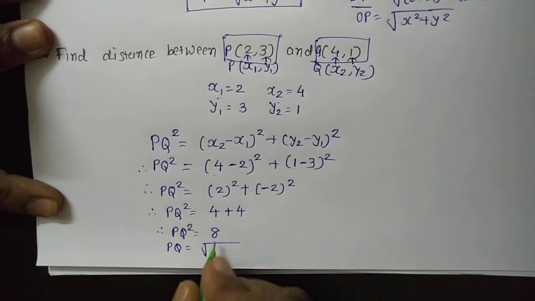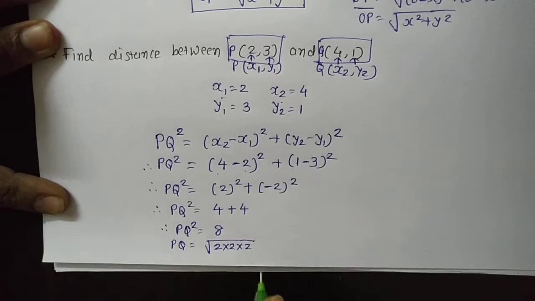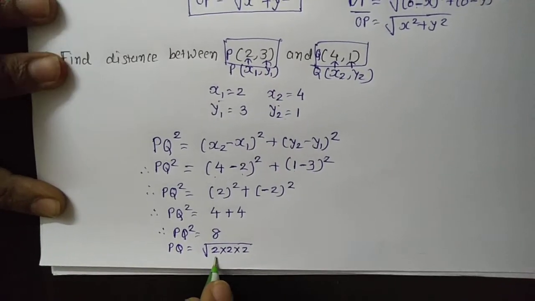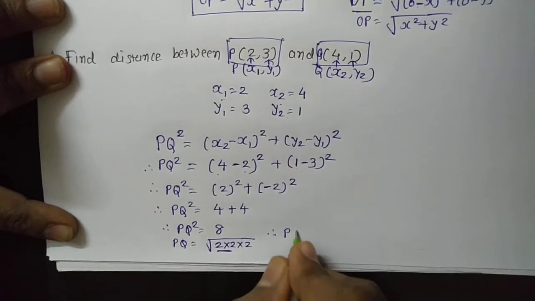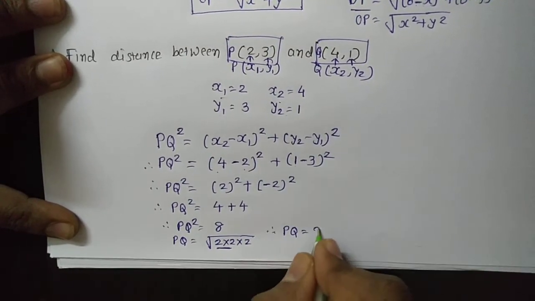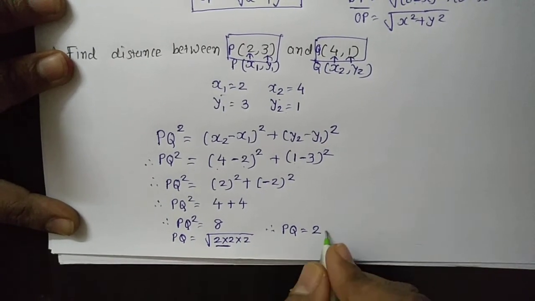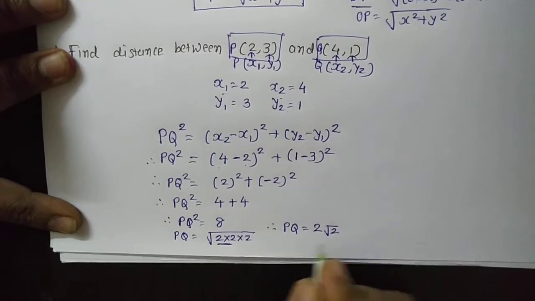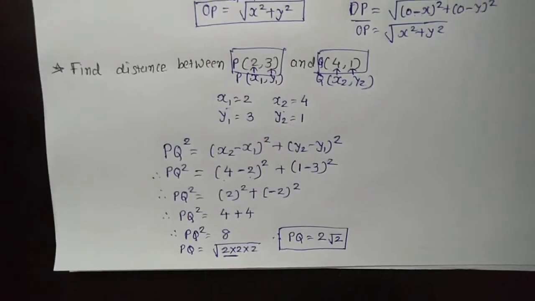We will find the factors of 8. 2 twos are 4, 4 twos are 8. We need to take the under root, so 2 times 2, I will take 2 as common. So PQ is equal to 2, and this under root 2 does not have a perfect square, so we write under root of 2. So PQ is equal to 2 under root 2. This is how we should use the distance formula.